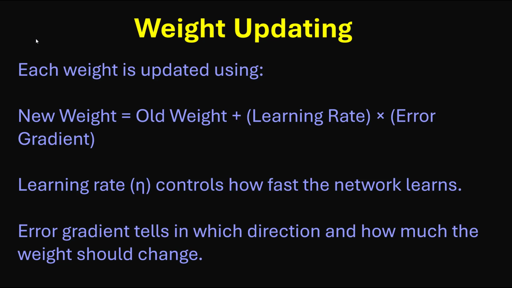Now each weight is updated using this: the new weight is equal to the old weight plus the learning rate times the error gradient. The learning rate controls how fast the network learns, and the error gradient tells in which direction and how much the weight should be changed, whether it is a negative change or a positive change, and how much.